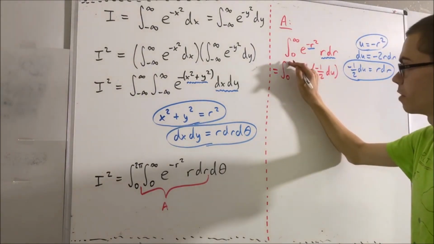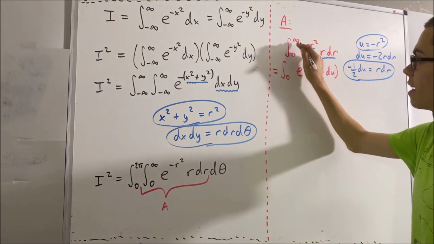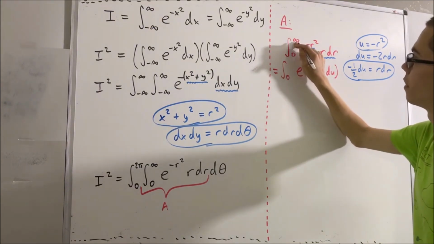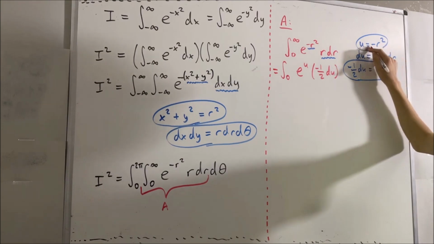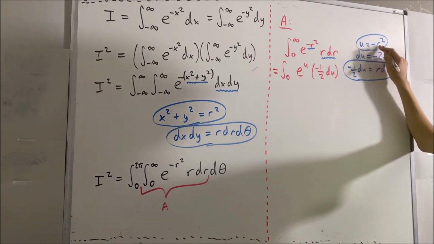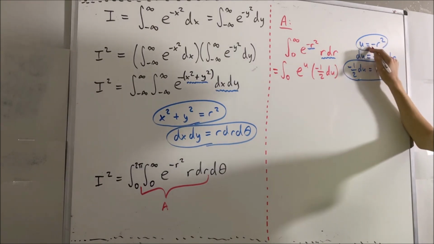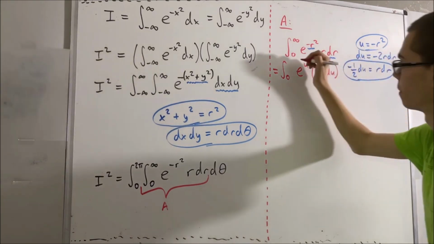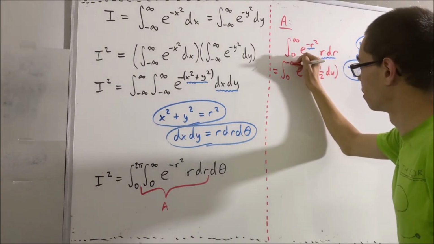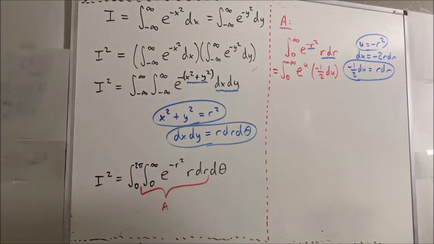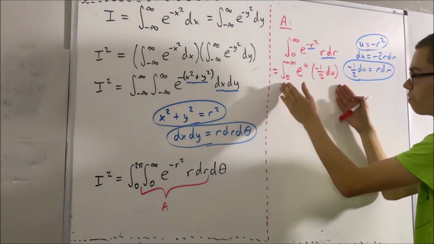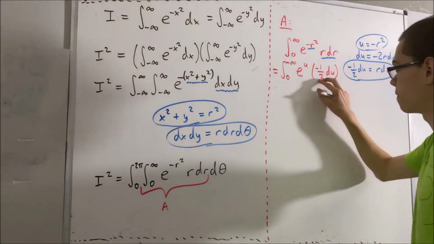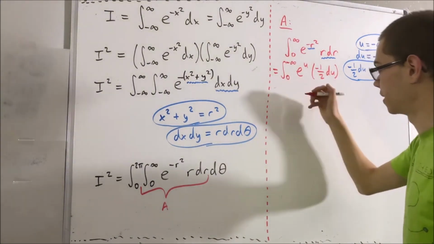For our second bound of integration, notice that when r is essentially infinity, if we plug that into this equation, we essentially get u equals the negative of infinity squared. So u is essentially negative infinity. So that's what our second bound becomes. So this is our new integral in terms of u. Now, since negative 1/2 is a constant, we can pull it to the outside of the integral.